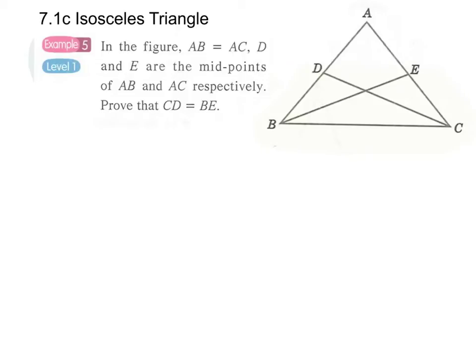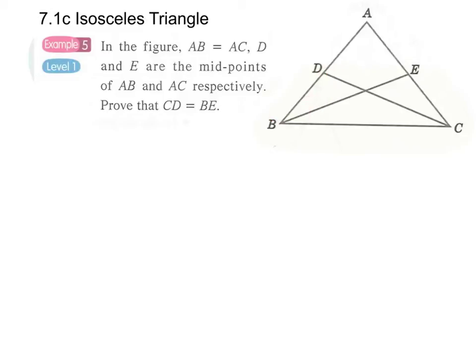And now we come to 7.1c, isosceles triangle. Example 5, in the figure, AB equals AC. That is, this side equals this side. D and E are the midpoints, E the midpoint of AC and D the midpoint of AB. And now we have to prove that CD equals BE.